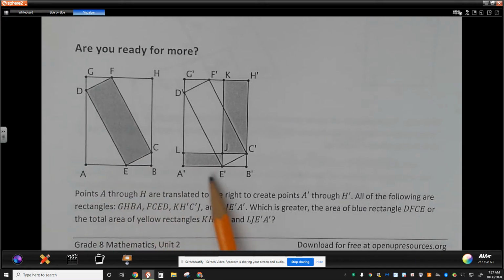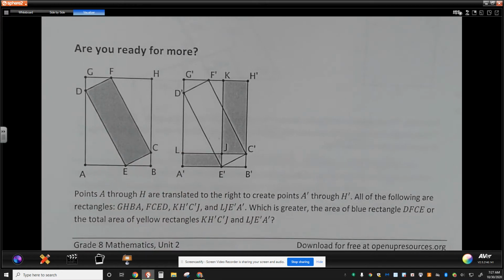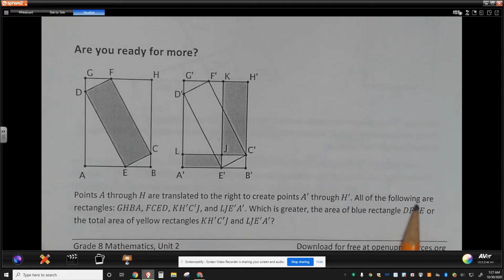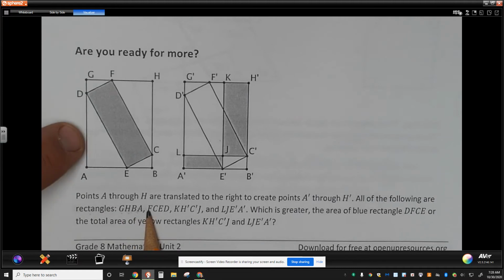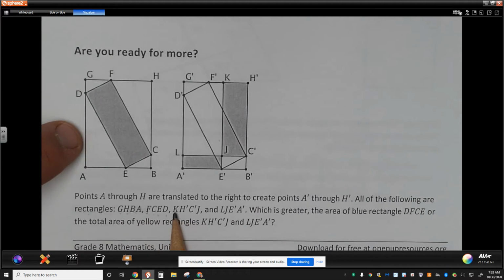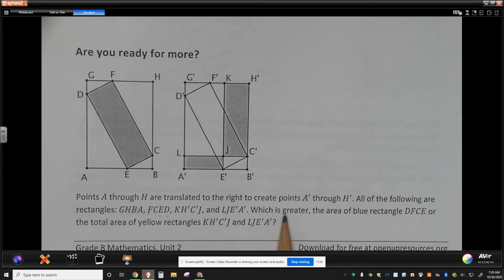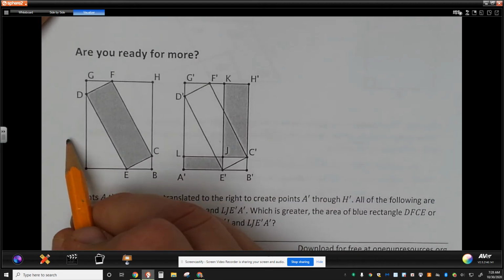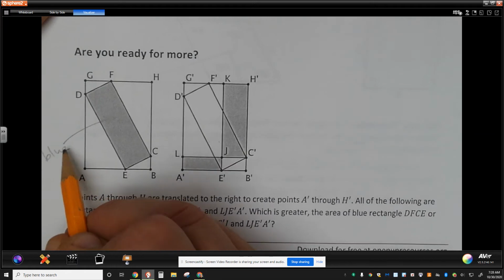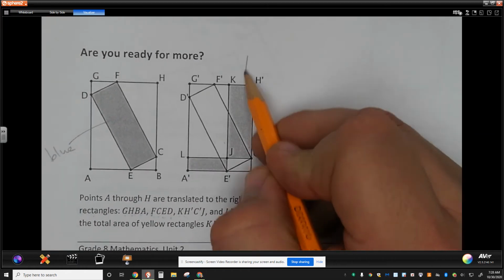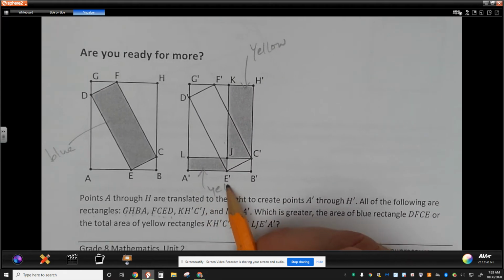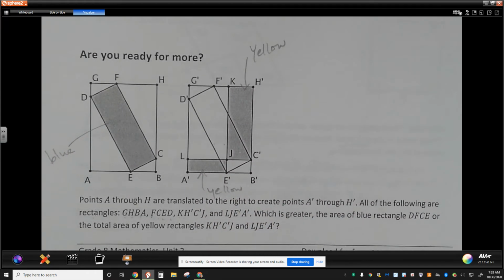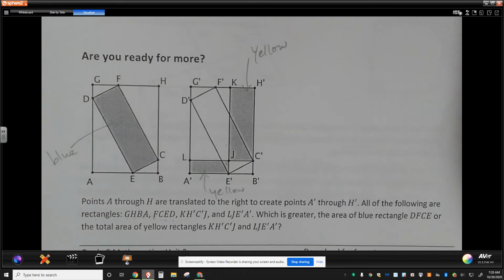All of these different measures here, we're comparing these two figures to each other, and we're saying that all of the following are rectangles, giving these shapes right here, GHBA, FCED, and all the other ones that are here. Which is greater? The area of the blue rectangle, this one is blue. I know you don't have the color, so I'm just telling you this one's blue, and then these ones are yellow. Give it a try. Give me some reasoning, and let me know what you think for a little bit of a bonus here. I want to see what you can come up with.